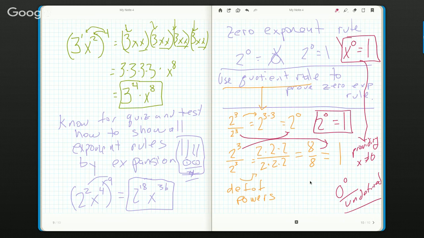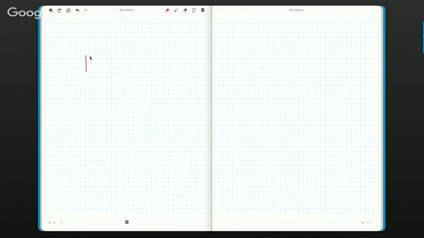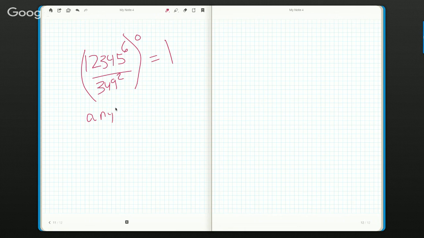So let me show you really quickly a few trick questions that you may see someday, which would be like 1, 2, 3, 4, 5 to the 6th over 3, 4, 9 to the 2nd, all to the 0 power. Well, it doesn't even matter what this is. That equals 1, because anything to the 0 power equals 1, except 0.